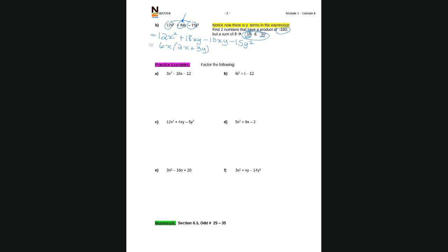And the last two terms are both negative, so I'm going to take out a negative 5y as a common factor. Okay, so that results in 2x plus 3y. Perfect, because that's our common factor. And now we have two brackets multiplied together. Okay, so do the practice examples, and you can pause the video at any time.